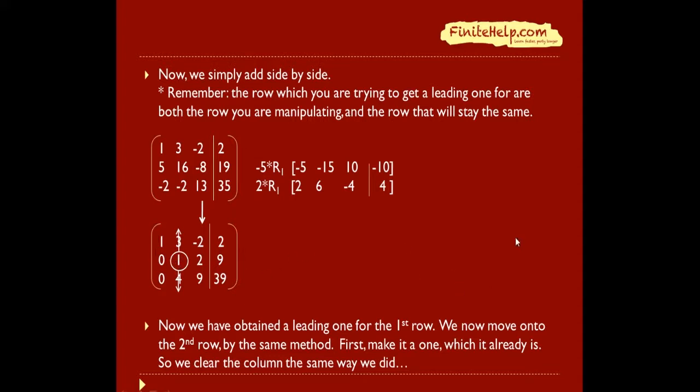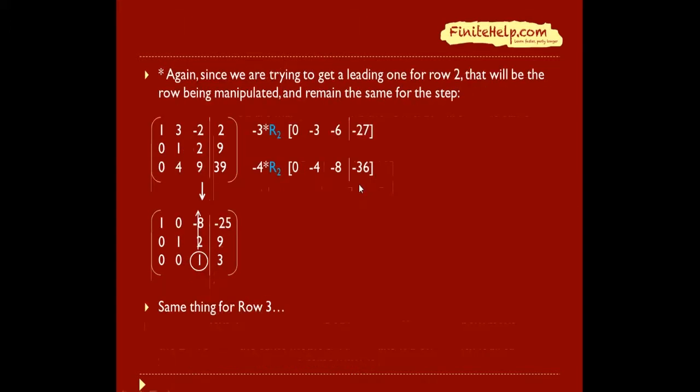Now we're going to move on to row 2. And we're going to do the exact same thing as we just did to make this a leading 1. We have to make this a 1, but it already is, so we don't have to do anything. Now we again are going to clear the column, making this 3 and 4 go away. So again, we're trying to get a leading 1 for row 2. Row 2 is being manipulated, and row 2 is going to stay the same throughout this step.